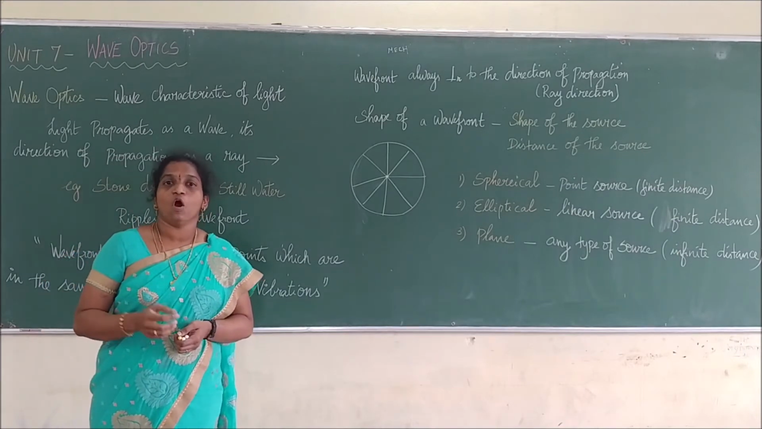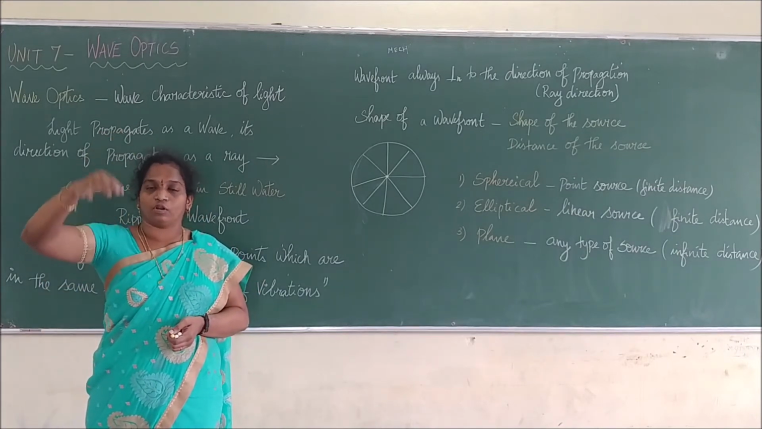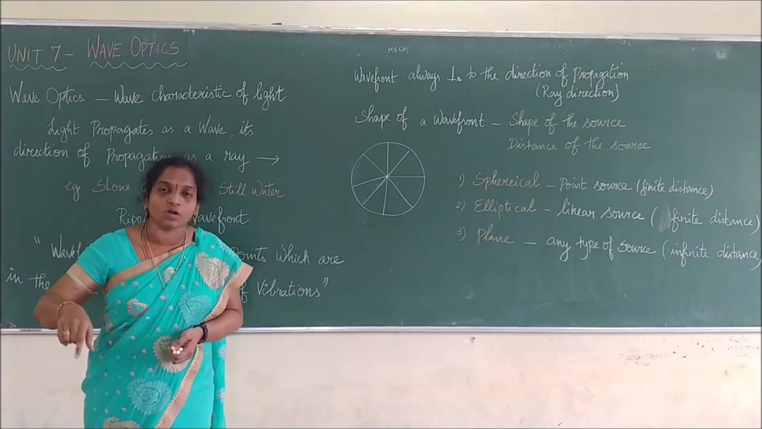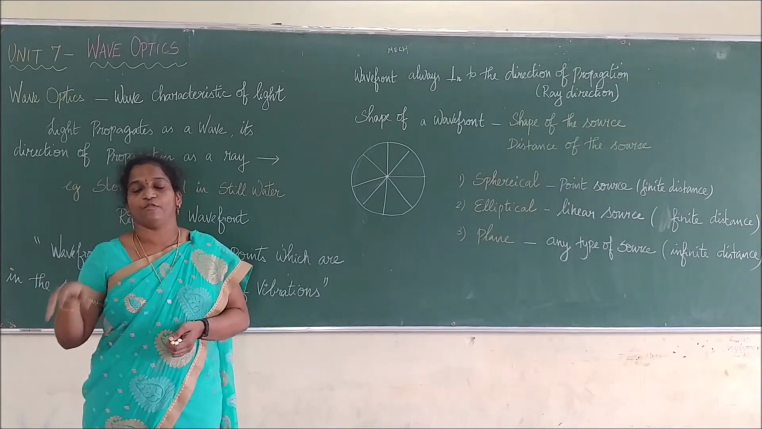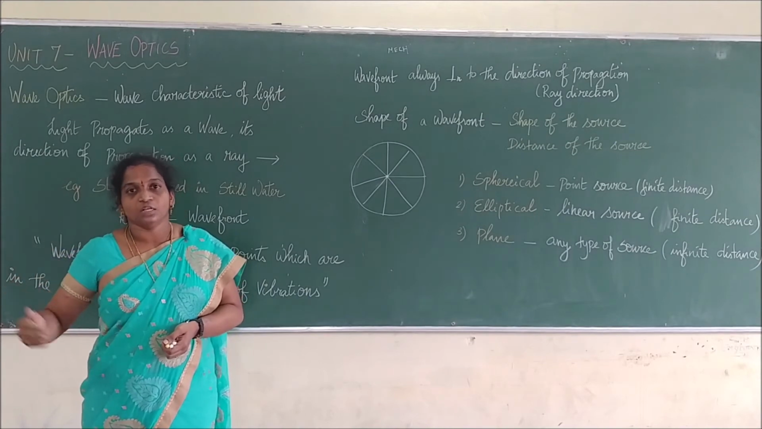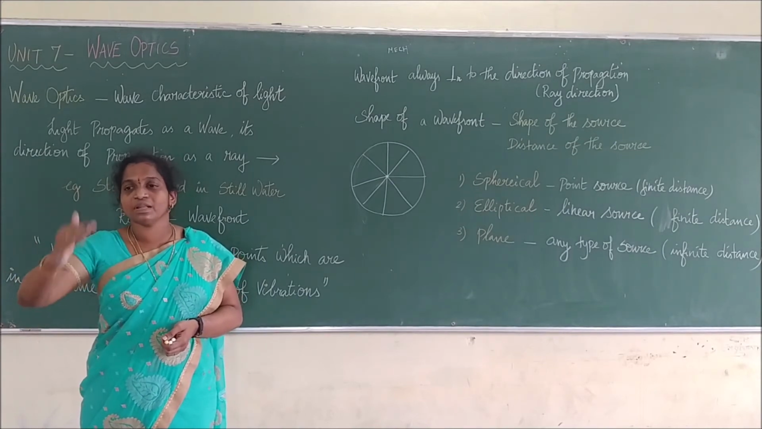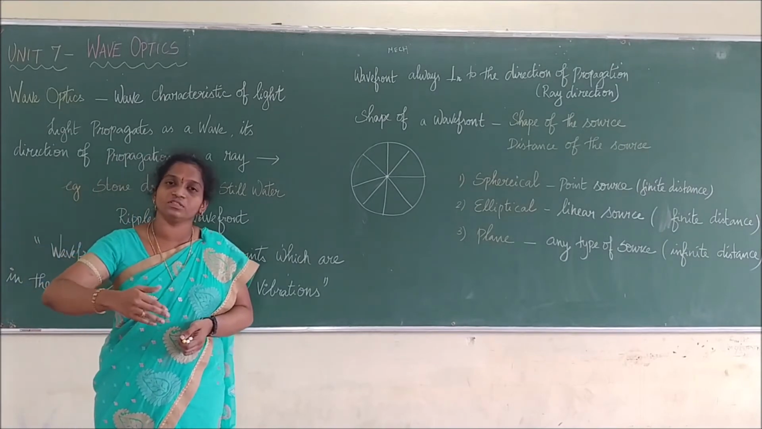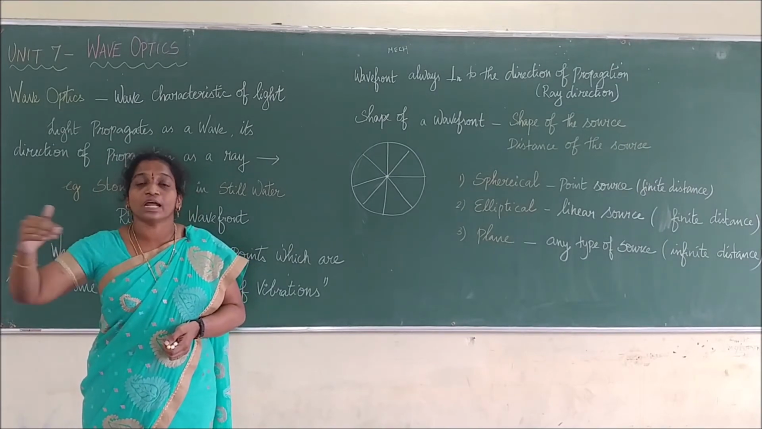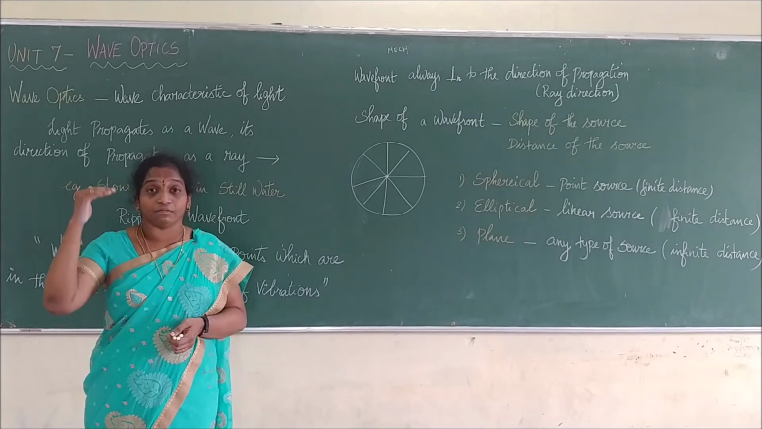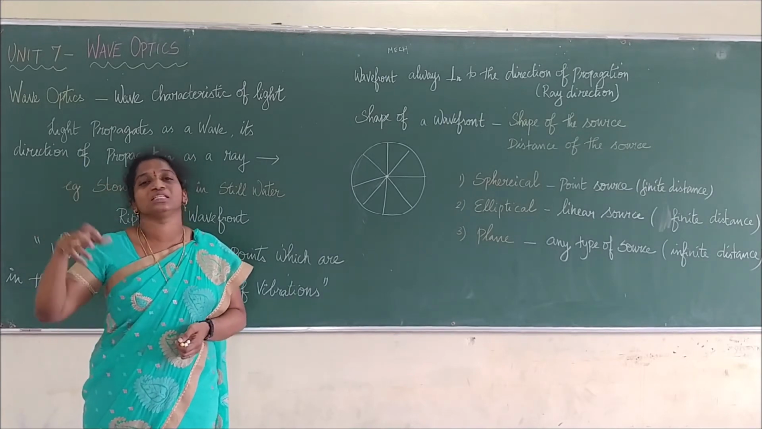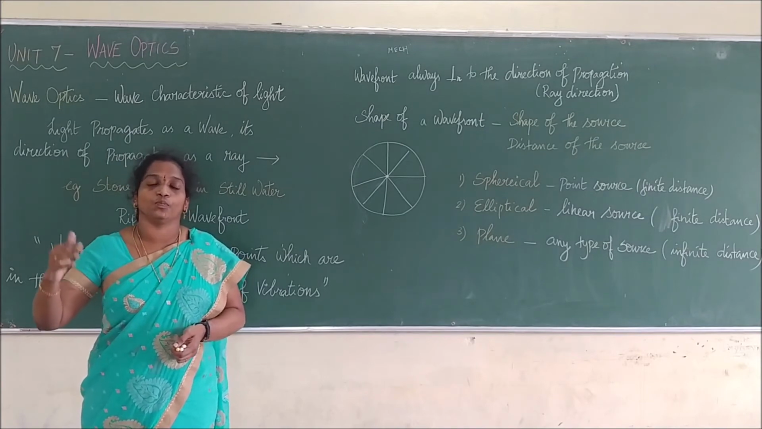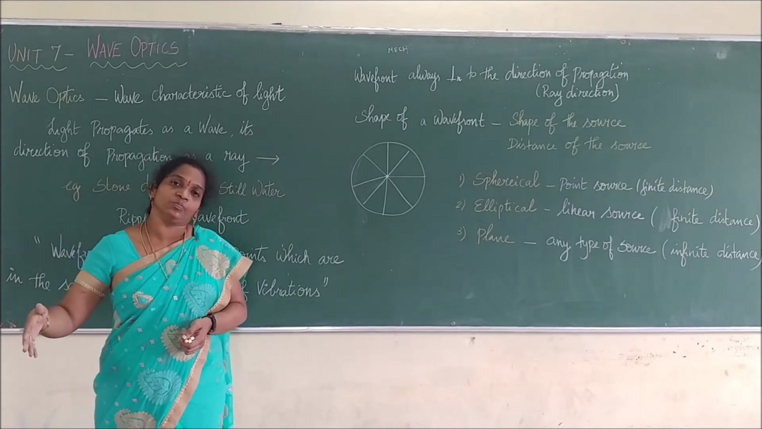We can observe it. When a raindrop falls in still water, what will happen? Nice concentric circles will be formed, one after another. That means the disturbance propagates in the form of a wave from the point of disturbance to the end. So we are going to apply the same knowledge to light, and say that light also propagates in the form of a wave.